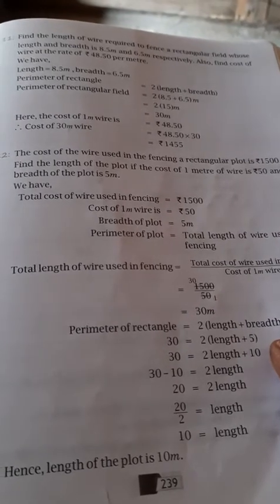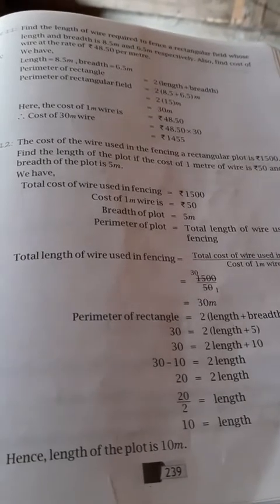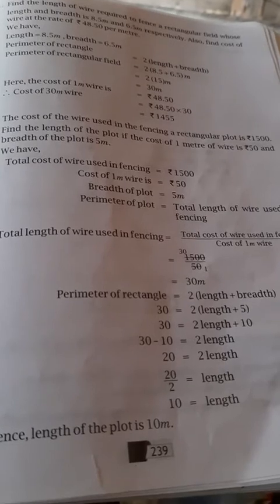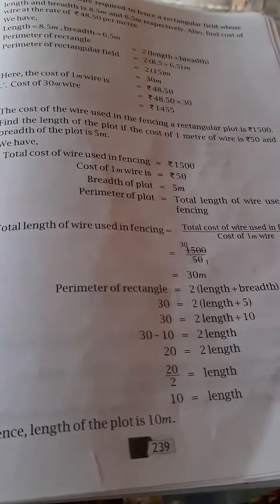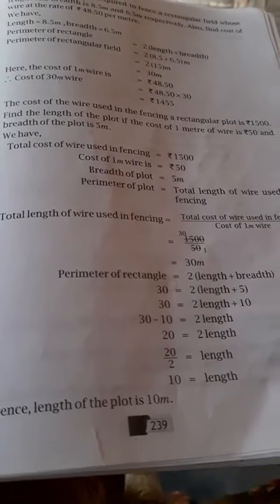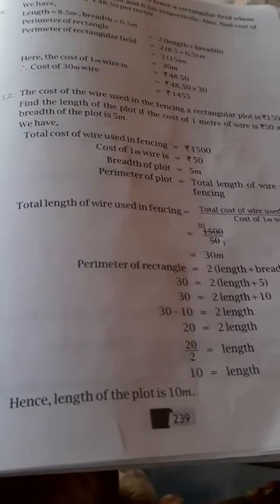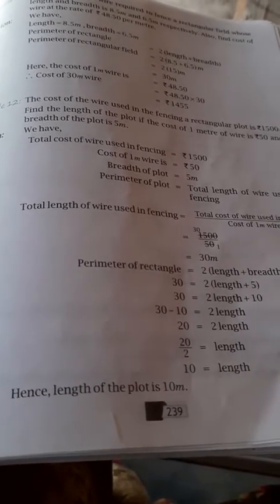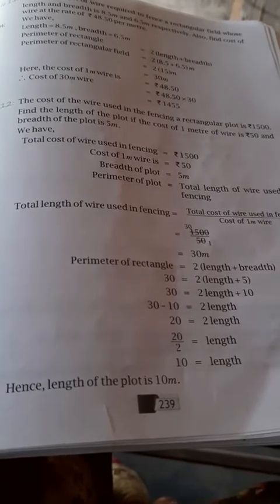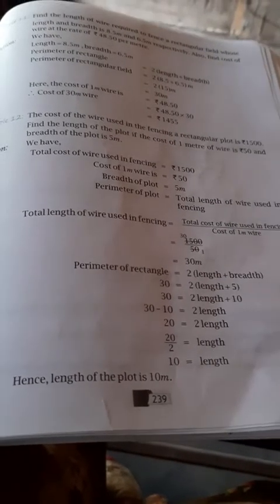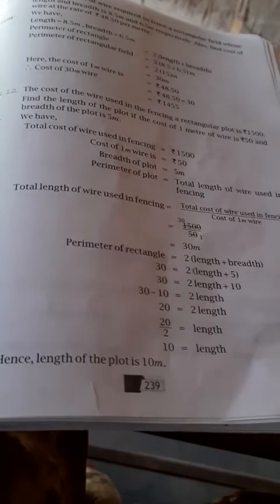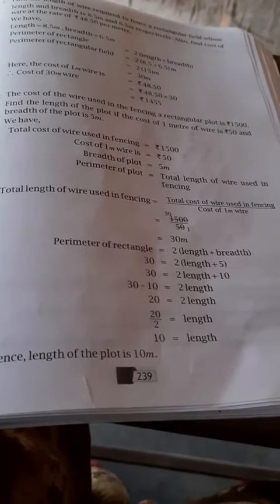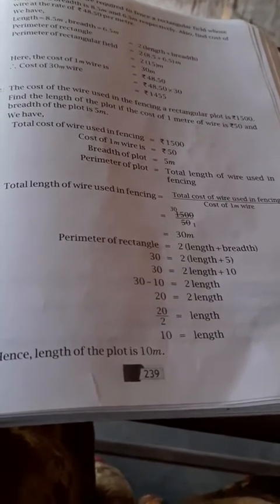Then the perimeter of the rectangle is equal to 2 into length plus width. The perimeter of the rectangular field is equal to 2 into 8.5 plus 6.5 meter, that is 2 into 15 meter, which is equal to 30 meter. Hence the cost of 1 meter wire is equal to rupees 48.50. Therefore the cost of 30 meter wire is equal to rupees 1455.